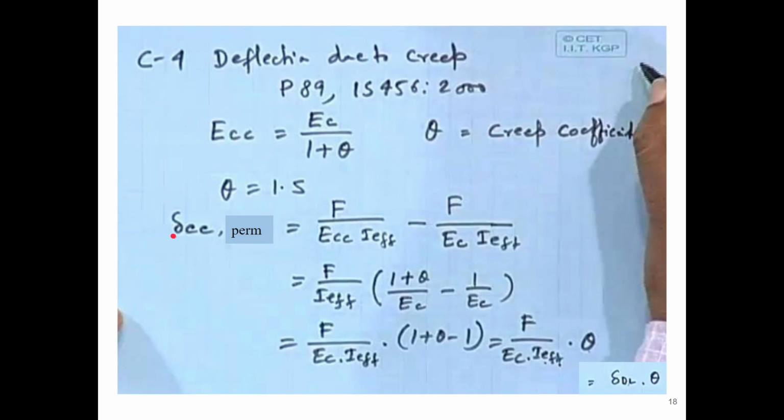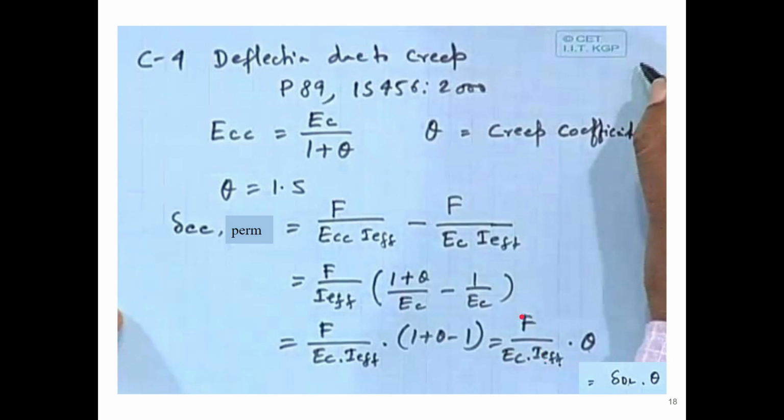So the permanent deflection due to creep is equal to F by Ecc into I effective minus F by Ec into I effective. This formula is given in annexure C, clause C4, page 89, IS 456. Solving this, we get F by I effective into (1 plus θ by Ec minus 1 by Ec). Since Ecc is equal to Ec by 1 plus θ, taking out the Ec value, we get F by Ec into I effective into (1 plus θ minus 1). So plus 1 minus 1 cancel, and it becomes F by Ec into I effective into θ.